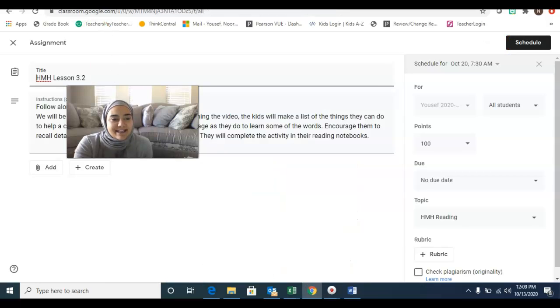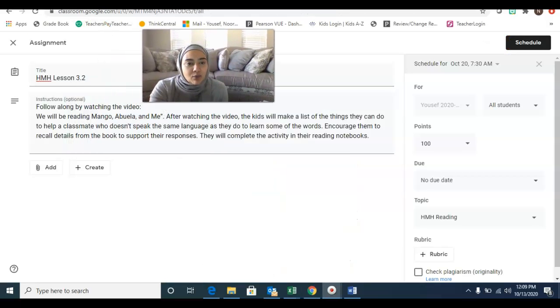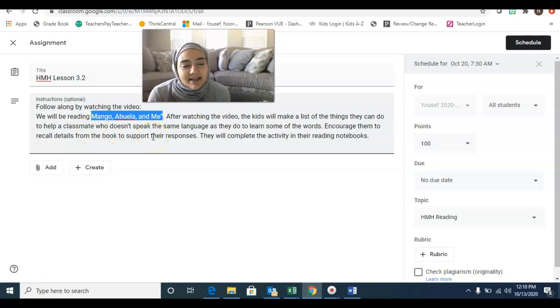So what I'm going to ask you to do now is, in your reading spiral notebook, not your writing, not your word work, in your reading notebook, find the next blank page, not in the middle of the book, the next blank page. I want you to write the title, Mango, Abuela, and Me. And then I want you to make a list of things you can do to help a classmate who doesn't speak the same language as you to learn some of the words.